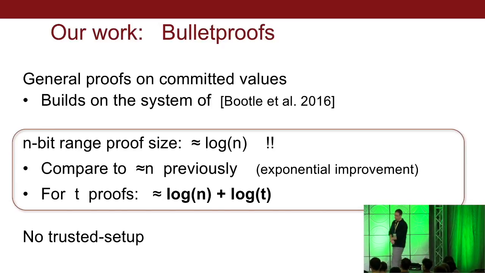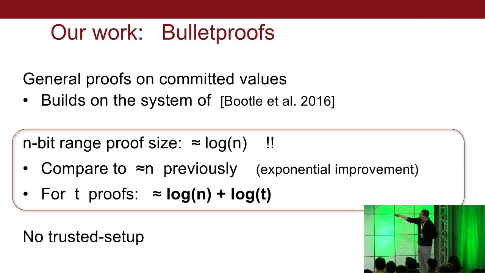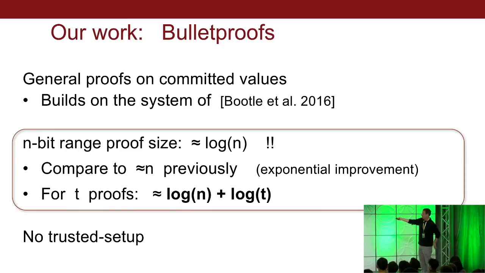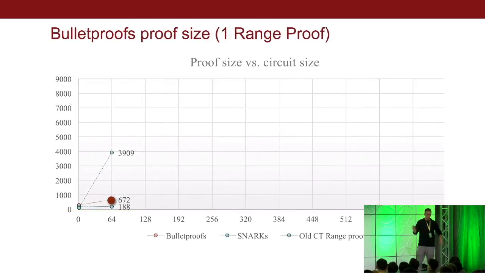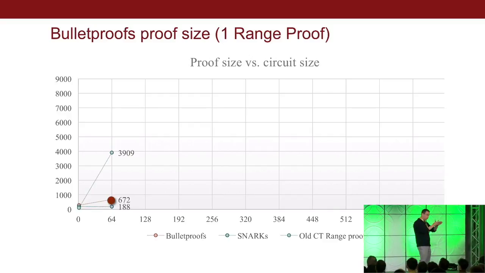So let me show you some numbers, and then I'll stop. Here you have the original proofs that I told you are about 4 kilobytes for proving ranges. SNARKs are 188 bytes, but of course require a setup. Our proofs are 672 bytes. Yeah, so much, much, much shorter than before. But remember, every transaction has multiple outputs.